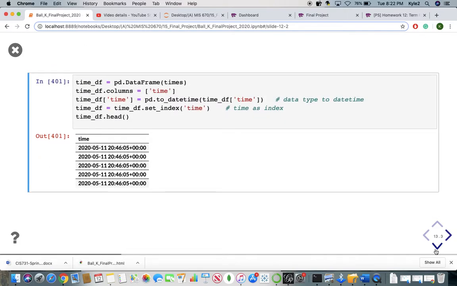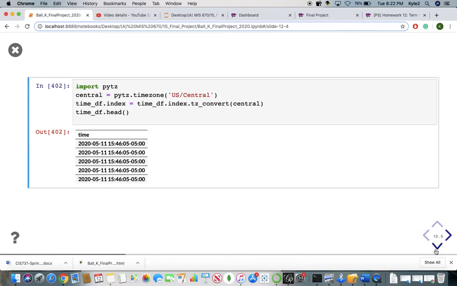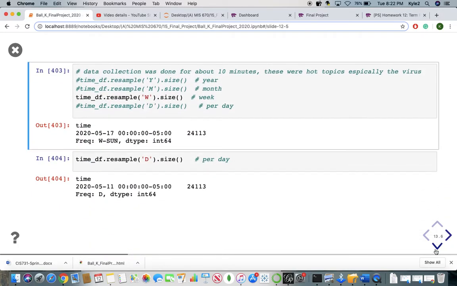Twitter uses universal time. So what we need to do is convert that to US Central Time Zone so we're able to actually understand what's going on. Even if you had more time, you're able to do year, month, week, or day. So all this was taken the same week, all this was taken the same day.